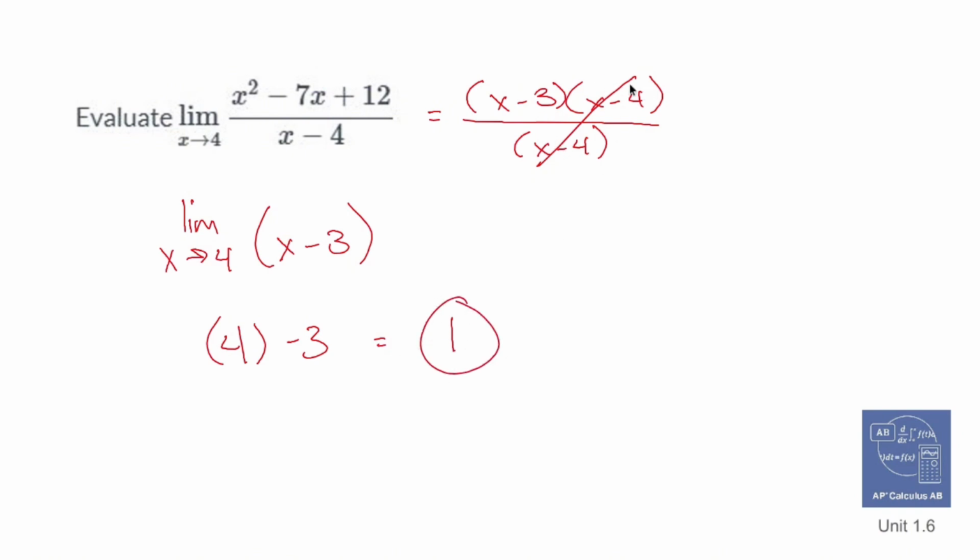So what we had here was a hole, which means when graphed, this is going to look something like this. And so at 4, we get the value of 1. Just because if we were to plug in 4, it's undefined, doesn't mean that the limit doesn't exist, and it does exist at 1.